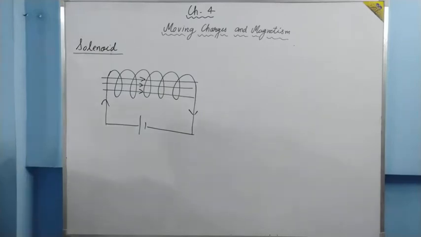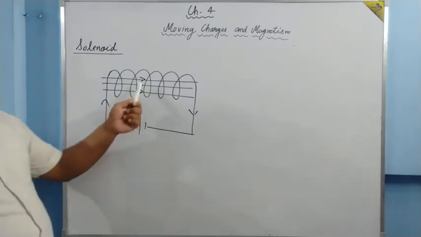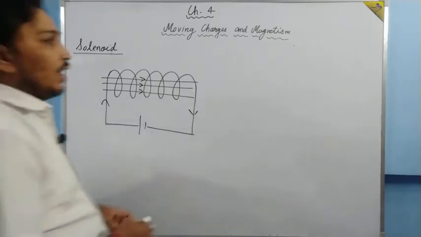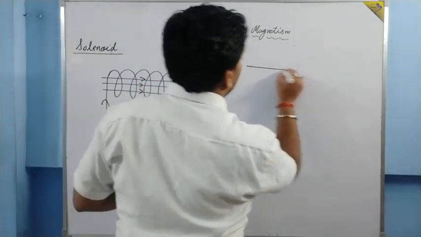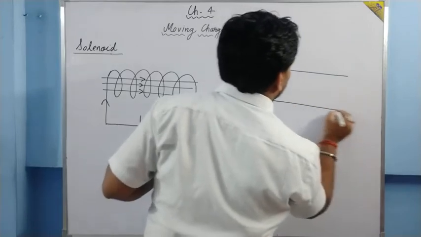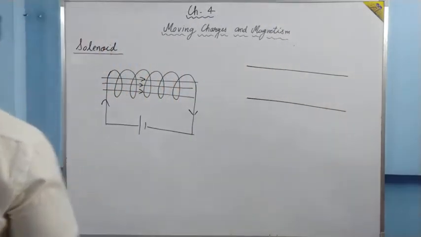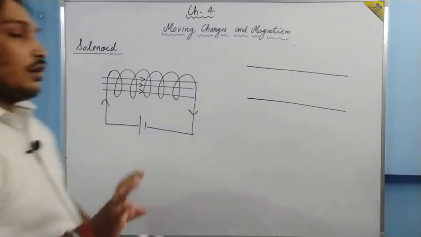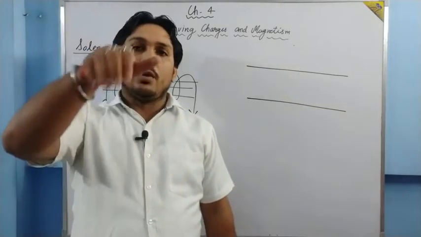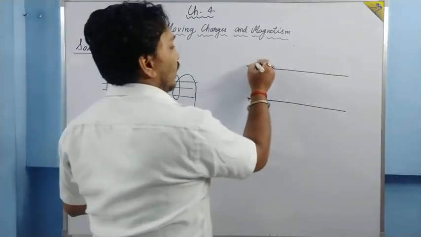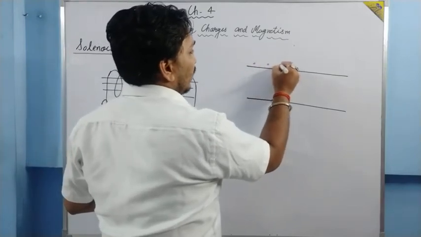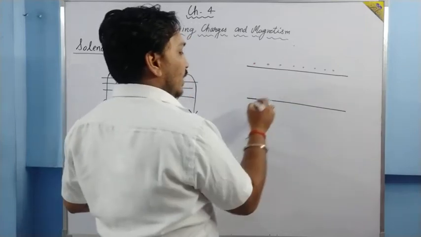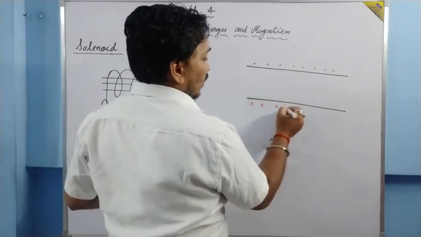So what we need to do is find out the value of this magnetic field. Let us try. Suppose this is your cross section, and this is the solenoid length. Current is going like this. From above, the current is coming out, cross or dot, and from the bottom current is going in.